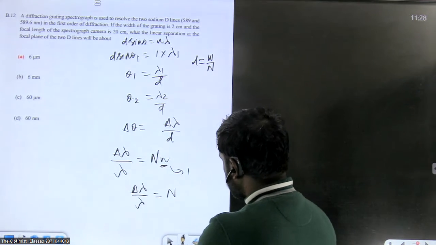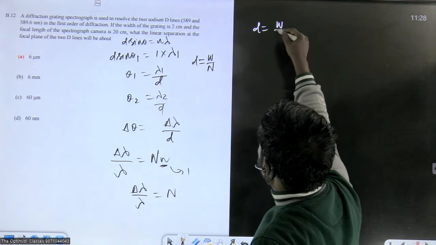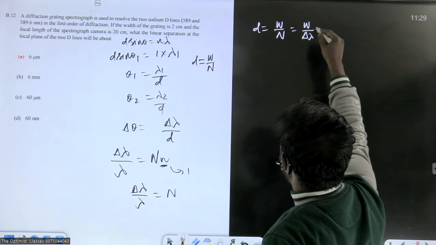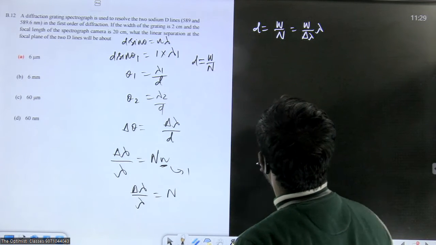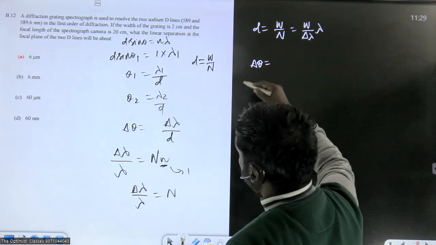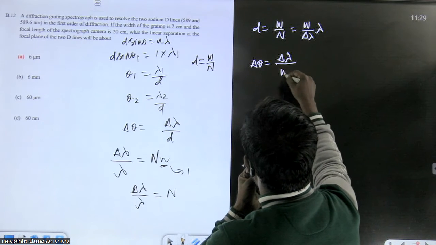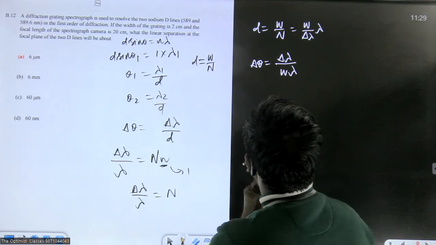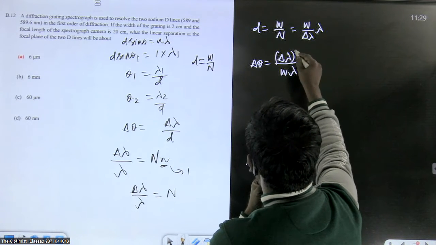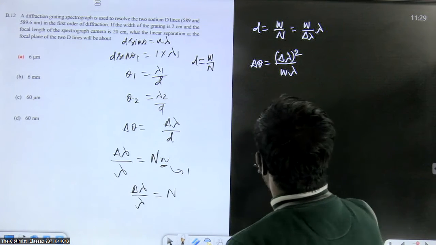So let's see what we get. Therefore d will be equal to width divided by N. The width is given as 2 centimeter, and N we have gotten as lambda by delta lambda. So that's the d. Therefore delta theta will be equal to delta lambda divided by d. So d is actually w delta lambda by lambda, and delta lambda divided by that, so it will become delta lambda square by w lambda. So delta theta is coming out to be this much.